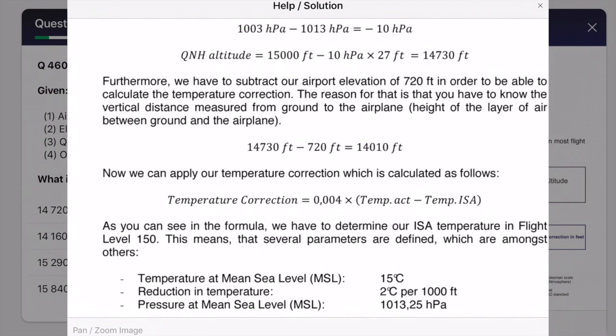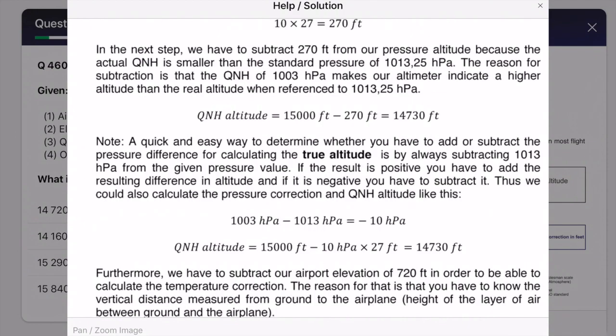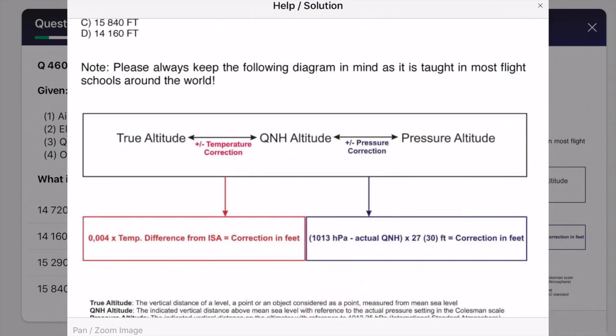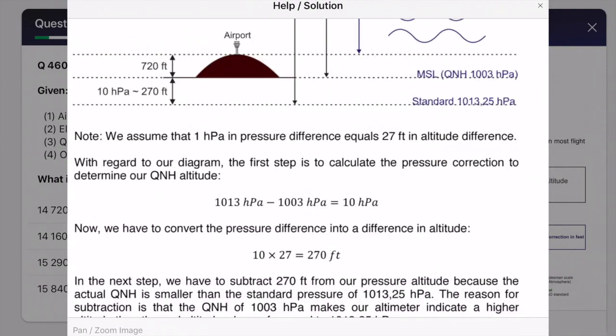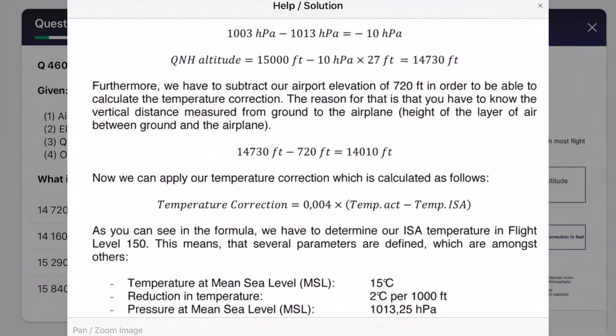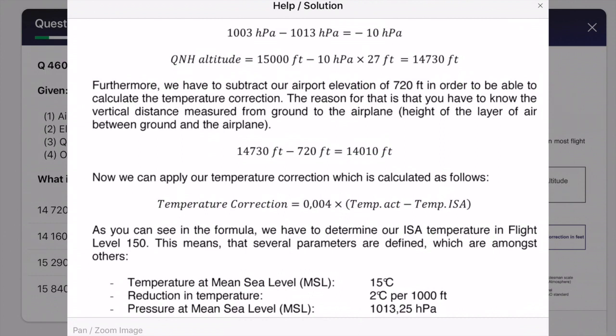And the temperature correction is calculated as follows. Also here again, take a short look at this conversion table at the top. You can see temperature correction is applied between the true altitude and the QNH altitude. Once again, the formula for the temperature correction is a factor of 0.004 times the actual temperature minus the EASA temperature.